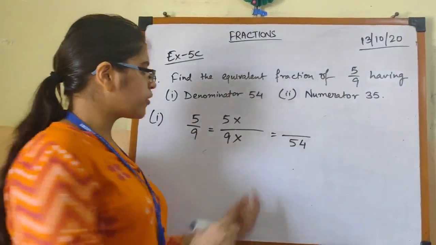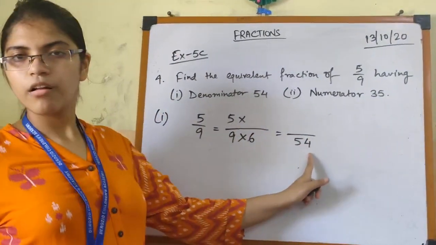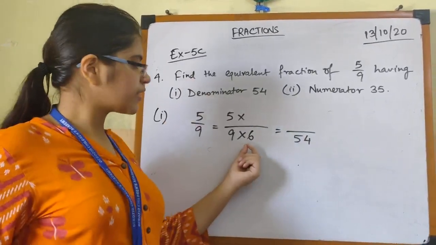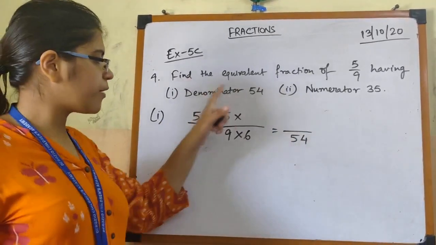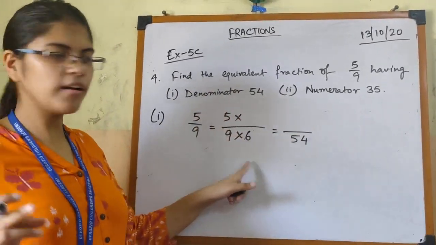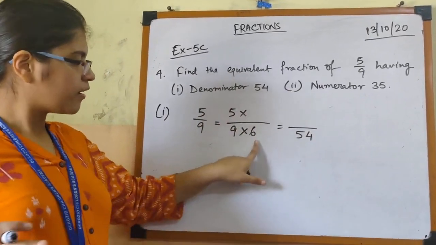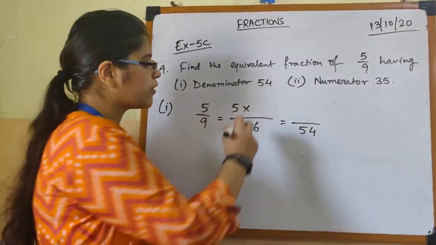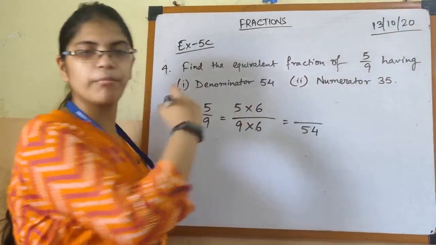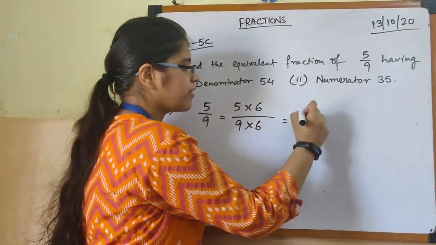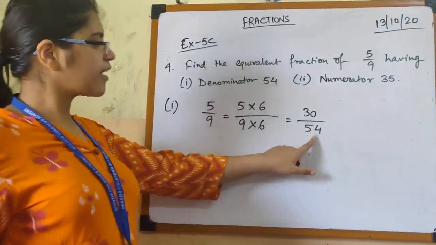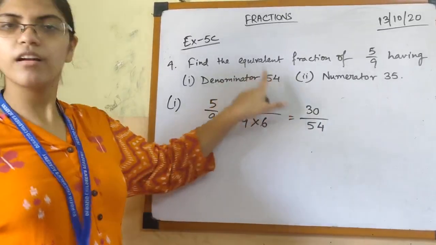So we know that 9 times 6 is 54. So already I have mentioned that for fraction you have to multiply both numerator and denominator with the same number. So you can multiply 9 with 6. Then 5 also we have to multiply with the same number 6. So 5 times 6 gives us 30. So this is the fraction with denominator 54.